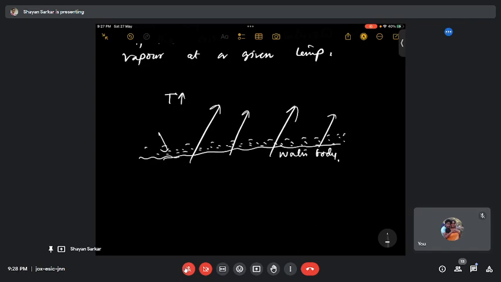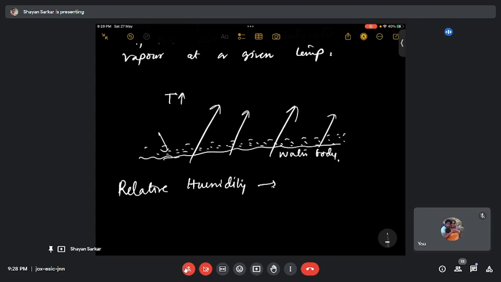Now relative humidity. What is relative humidity? Look, relative humidity is a very commonly used term, right? In any news, we always like to observe this relative humidity term. What does it mean? It simply is actually a ratio.